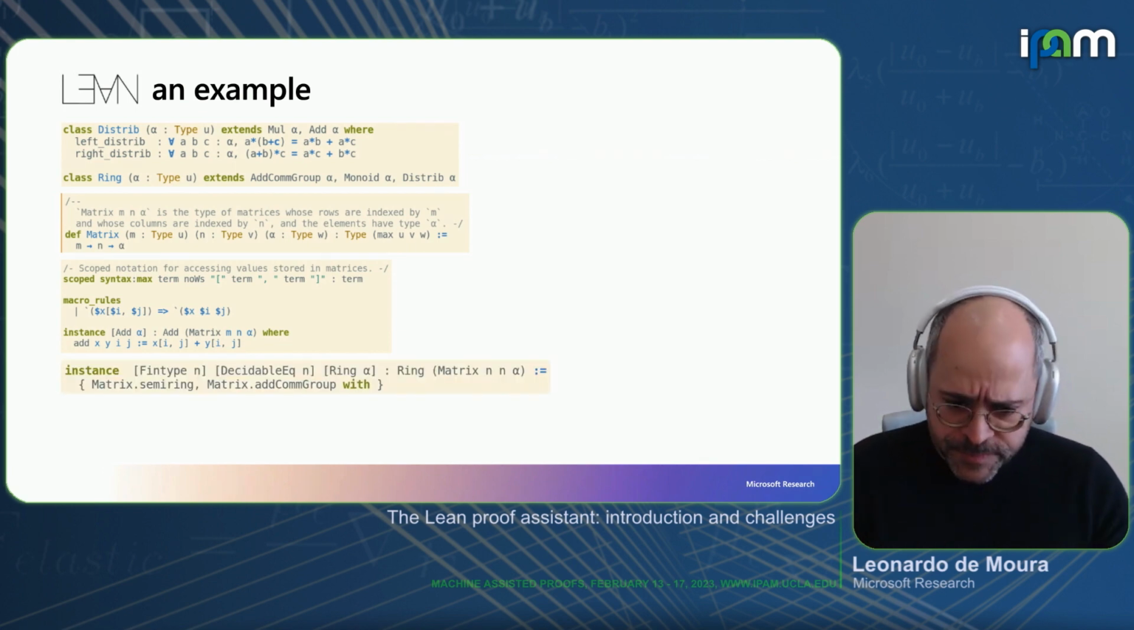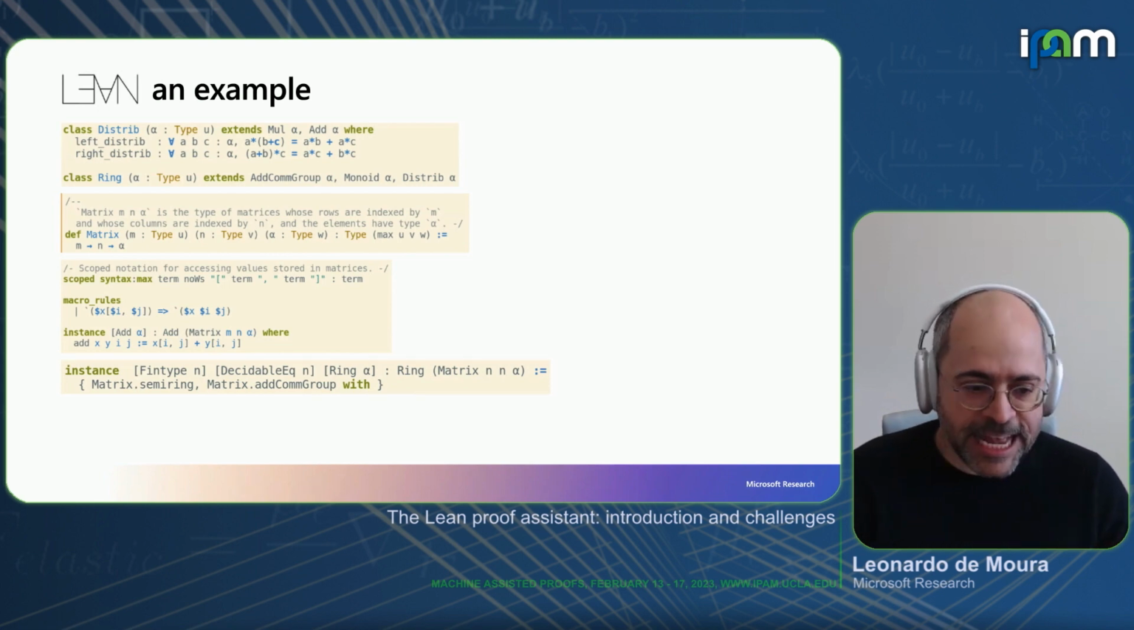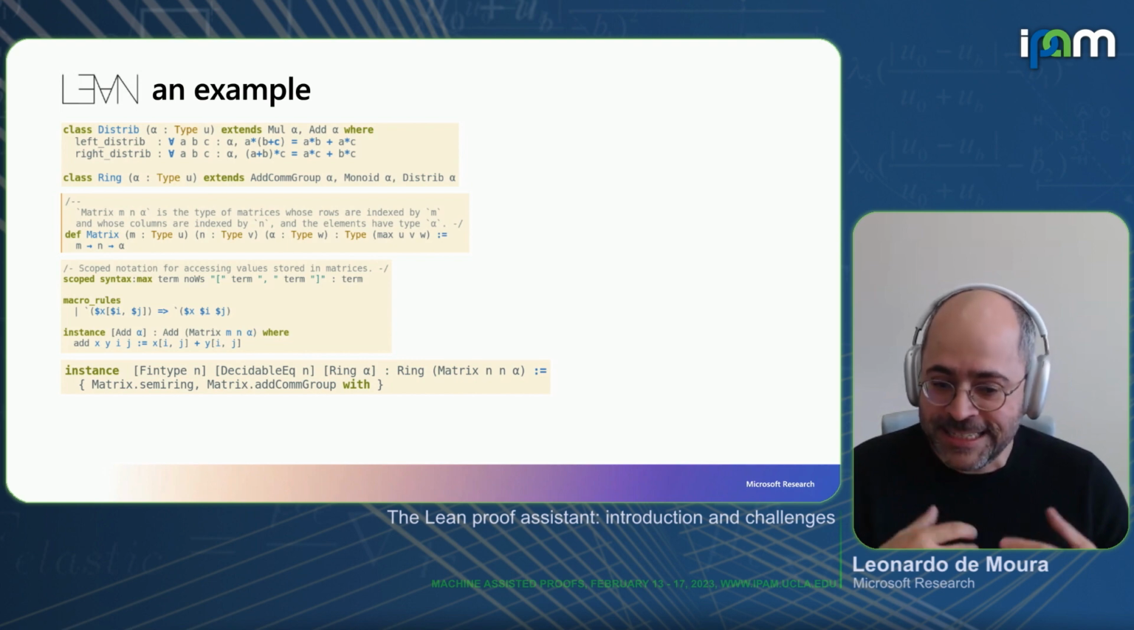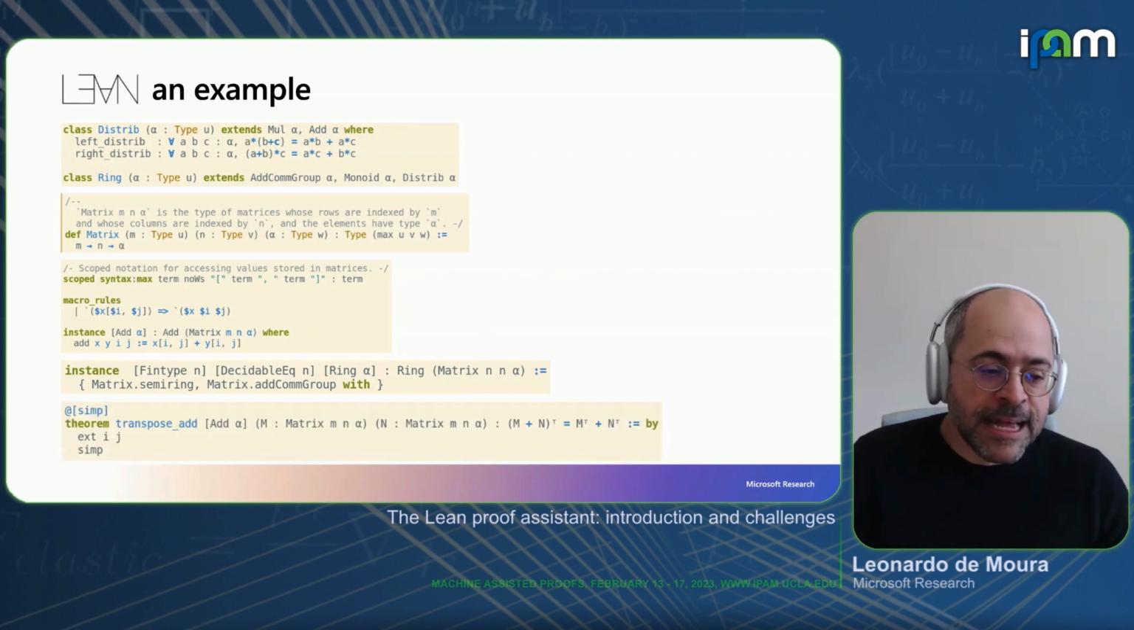And you can say a matrix, a square matrix, where n is a finite type, n has decidable equality, alpha is a ring. The square matrix is also a ring in this case.